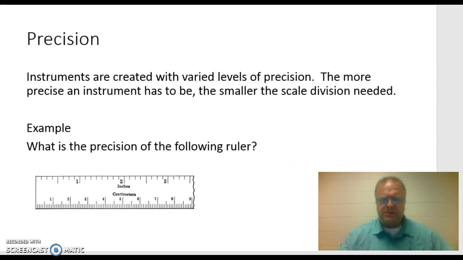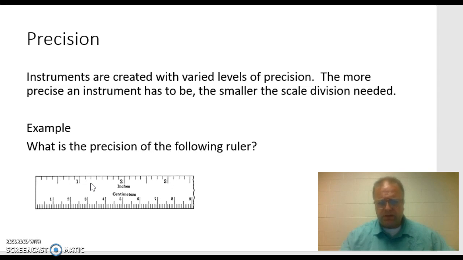So, precision: instruments are created with varied levels of precision. The more precise an instrument has to be, the smaller the scale division needed. So let's take a look at this ruler here. What's the precision of the following ruler? Well, if we look at the top, we see that it's divided into inches, and between each of those inches we have 8 intervals. So we can say that this is precise up to 1/8 of an inch, or has an accuracy of 1/8 of an inch.